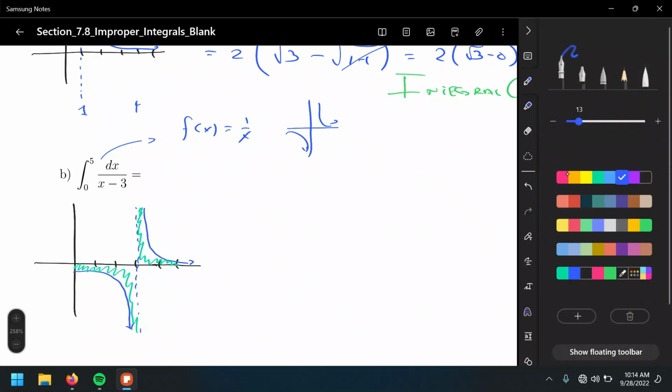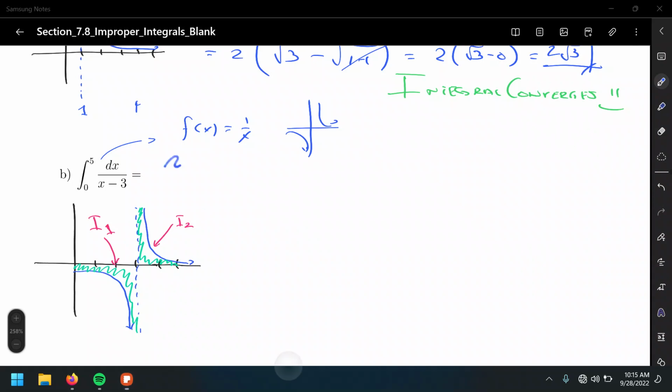So how about we relabel this part as I1, which is the first integral, and this as I2. These I1 and I2 are going to be, number one, the integral from 0 to the location of the discontinuity, which in this case is 3, so from 0 to 3, dx over x minus 3, plus the integral, that's going to be I2. We're going to start from 3 to 5 in this case.